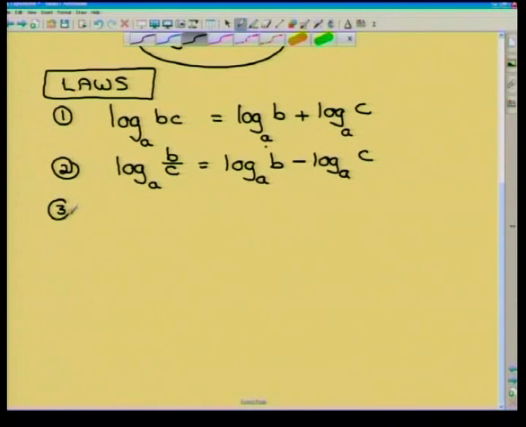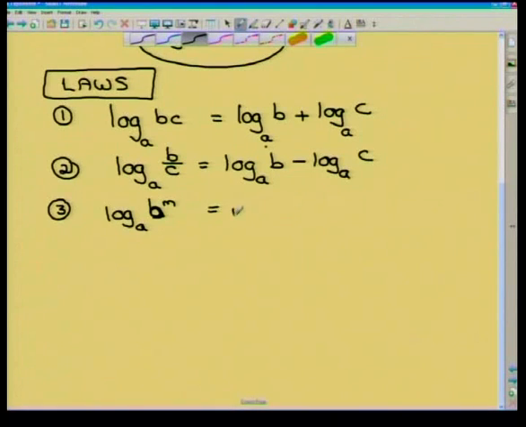Right, third law. If I have log to the base a of a to the m, in fact, let's make it b to the m. We don't want to use the same letter. We are raising to a power. What do we know from our exponents? When we raised to a power, we actually multiplied the exponents. So the same thing is going to happen here. We're going to get m log to the base a of b. Okay, and you can see that's the multiplication, if you like, of that, which is the exponent, by the m.